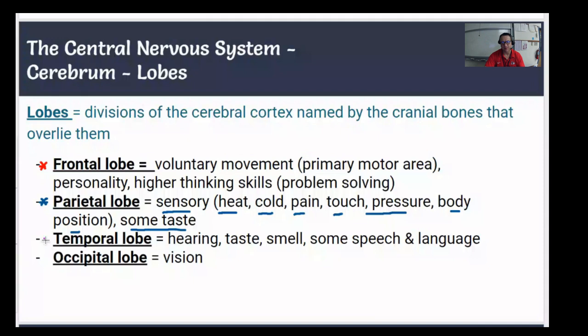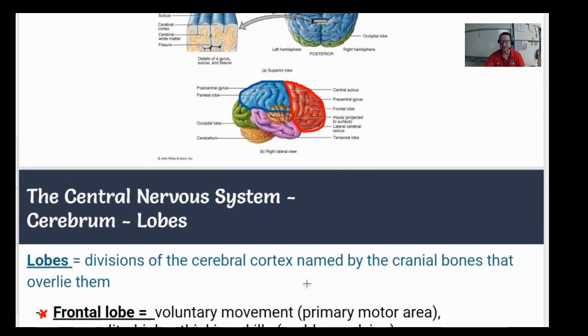And the next one is the temporal lobe. It's for hearing, primary auditory cortex is located in the temporal lobe. Taste, remember, that's the gustatory area. Smell, so olfactory. So your sense of smell comes from your nose and it's going to connect with your temporal lobe. And also some speech and language. All right, so let's see where that's at. Here's your temporal lobes on the side of your cerebrum. So right here in purple, that's all the temporal lobe right there.